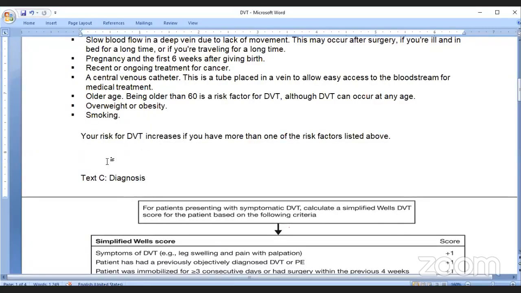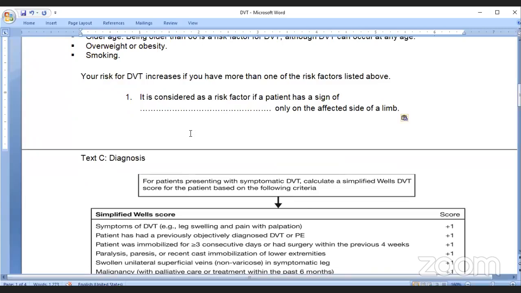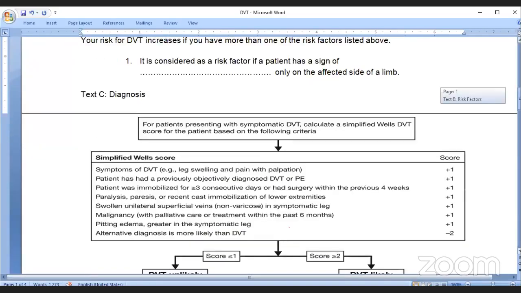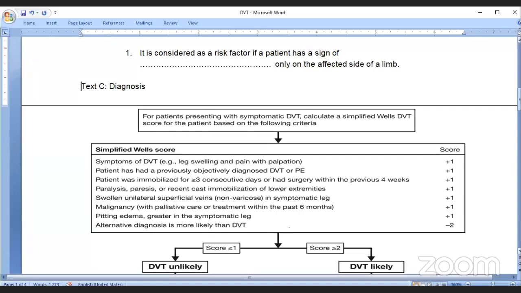Let me copy the question here again so that you are not disoriented in time and space. So please read the question, read the text, try to find the answer. DVT is wrong, pain is wrong, swollen is wrong, pitting edema is wrong, lack of movement is wrong, injury is wrong, broken bone is wrong.